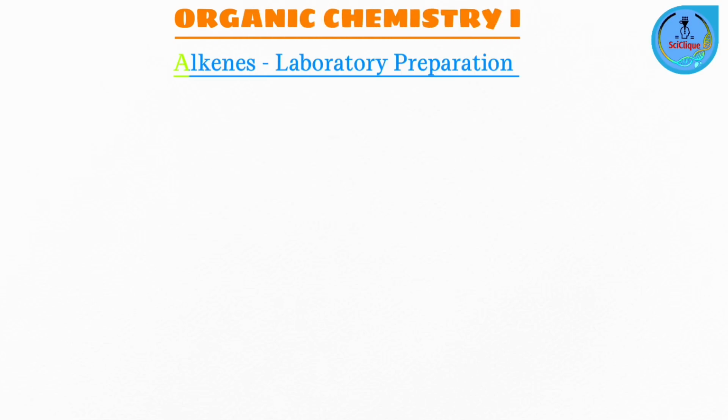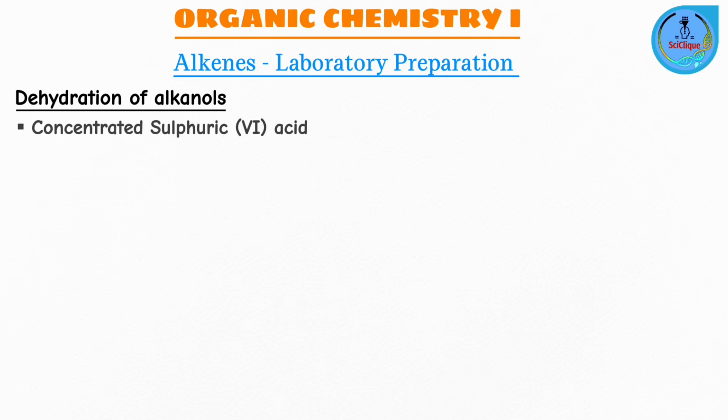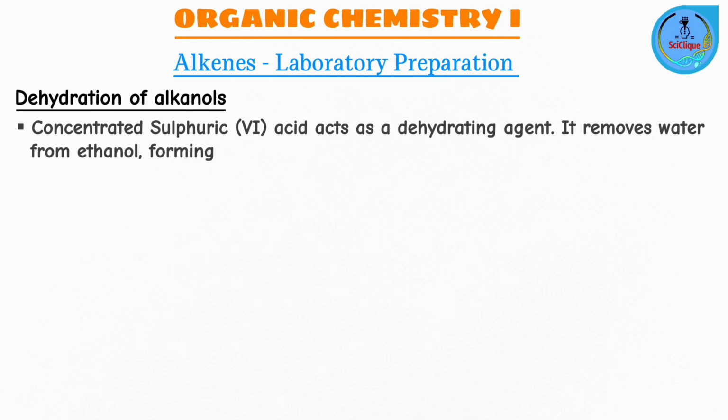Let's move on to the next, laboratory preparation. How do we prepare alkenes in the lab? Now, alkenes are prepared through dehydration of alkanols. Okay, so what do I mean by dehydration? Removal of water from the alkanols.